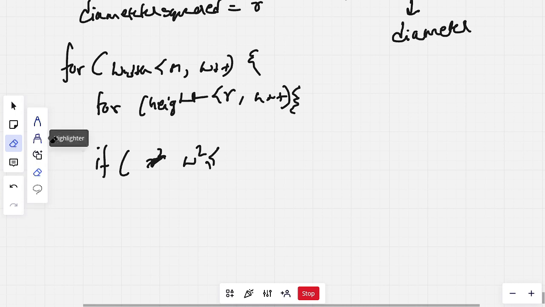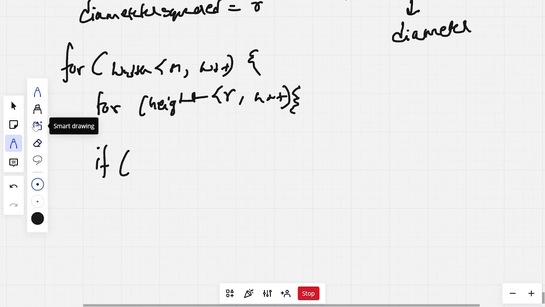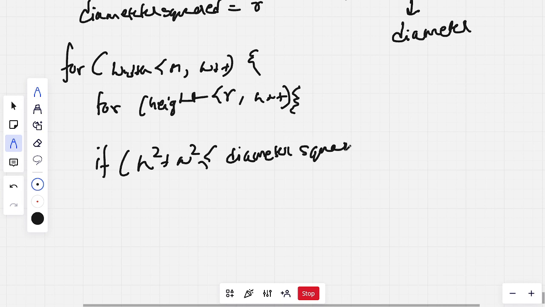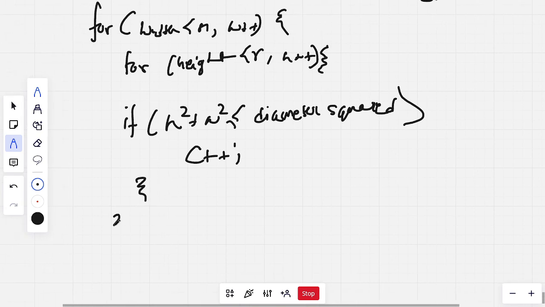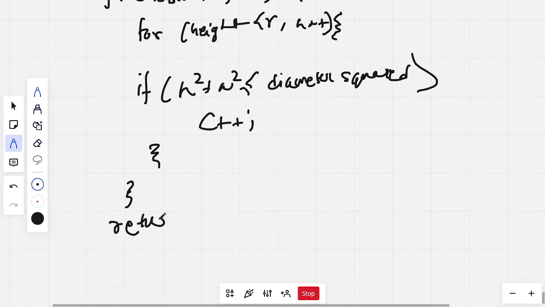So what I have to do is, if h square and w square both are less than equals to this diameter square, then I can increment the count of the number of rectangles. So say I've counted, and we can return the count.